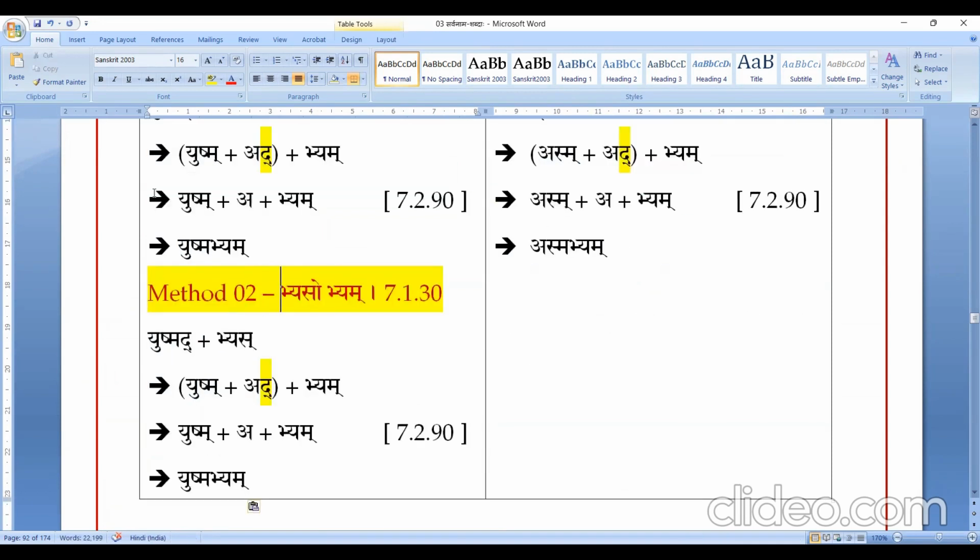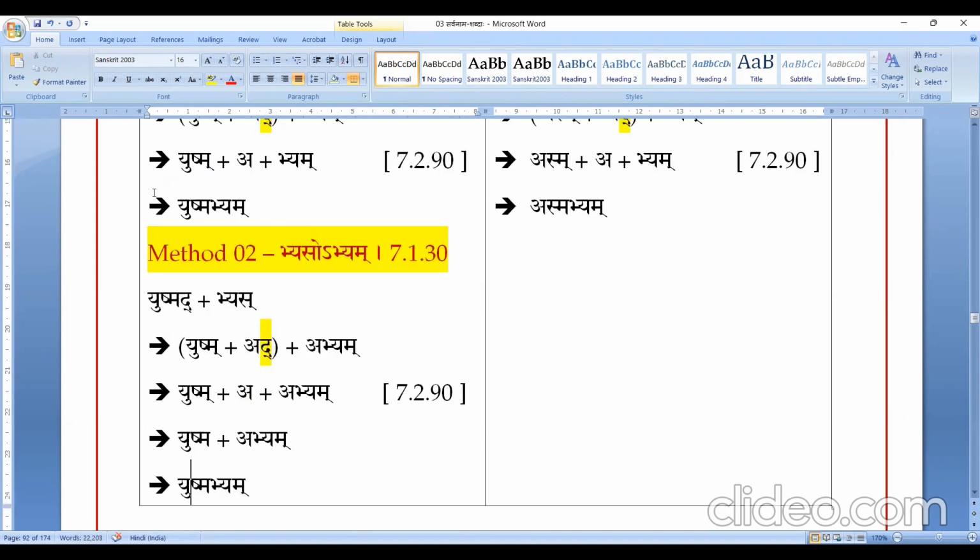If you take Vyasaha Abhyam, then Yushma plus Abhyam, then by Atogune you get Yushmabhyam. So both ways we can take Yushmabhyam. Here A plus Bhyam, it is Atogune, 197.